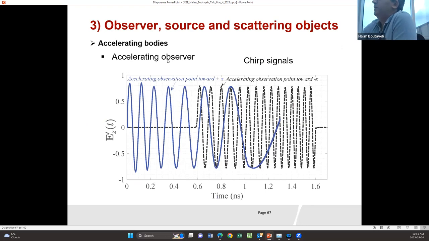For example, for an accelerating observer, we will get this kind of curve if it's accelerating towards x or if it's accelerating towards minus x. So in one case we see the frequency decreasing, and in the other case the frequency increasing. And this is what we call chirp signals, which are very well known, with increasing frequency or decreasing frequency.